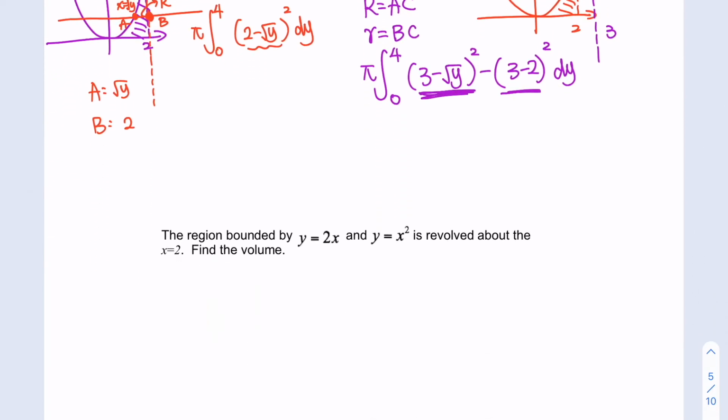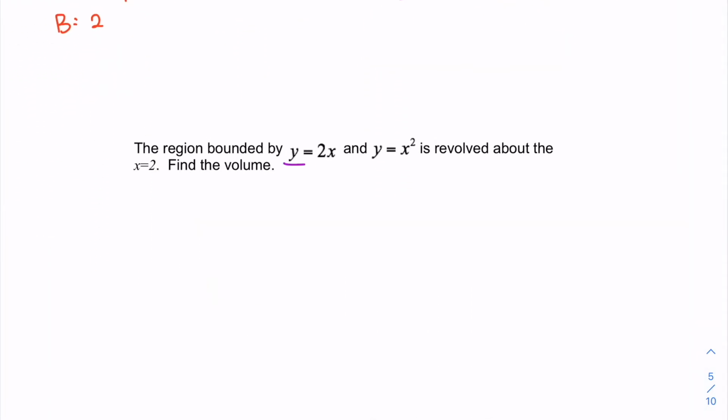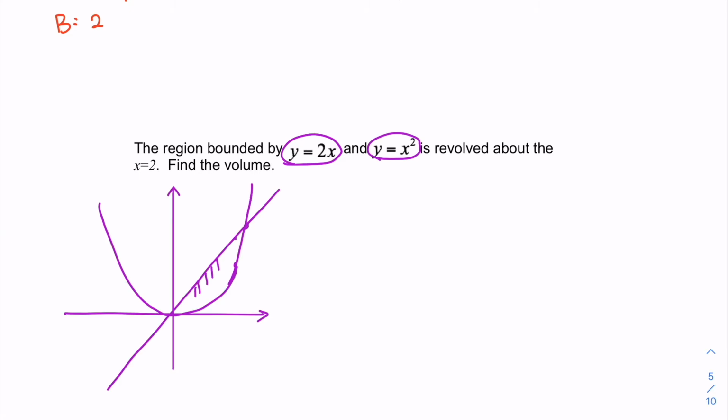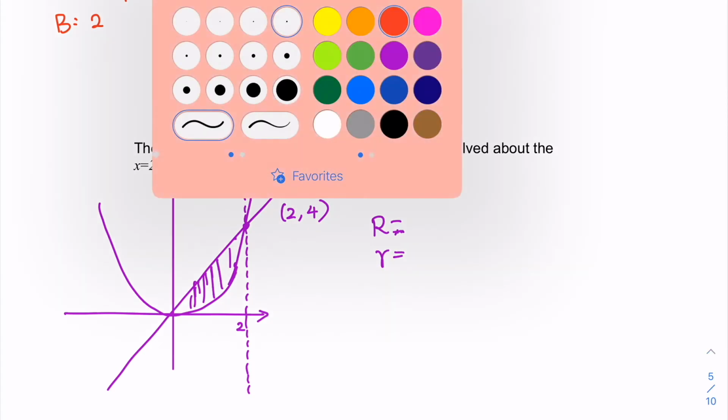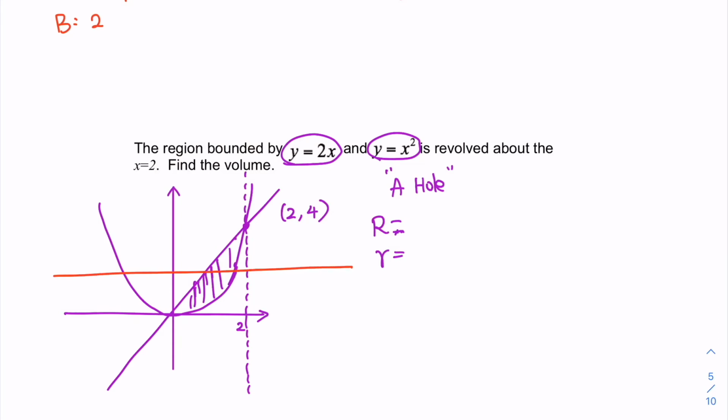Let's look at another problem. The region bounded by y equals 2x and y equals x squared. Let's have a look. They intersect at (0, 0) and (2, 4). This is also our rotating axis, x equals 2. That's the region. When we rotate about x equals 2, we know there's a hole in the problem. So we'll have capital R and lowercase r. We draw a line perpendicular to the rotating axis.